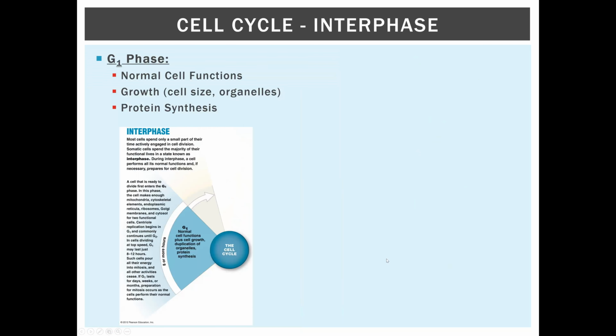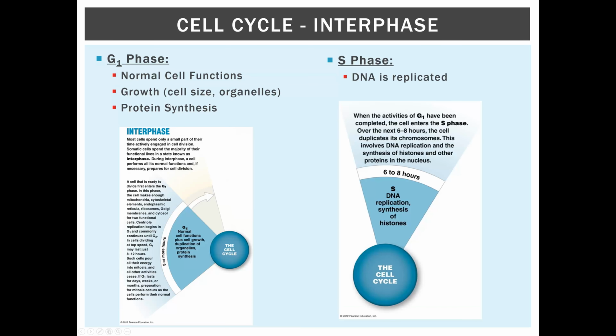All right, so let's start with G1. In G1 of interphase, a cell is hanging out and doing its normal cell functions. For example, a pancreas cell would be churning out insulin. This is also where the cell is growing. It can be increasing in cell size, it can be making additional organelles, and it's doing a whole lot of protein synthesis. The protein synthesis is necessary for both the growth and for its normal functions.